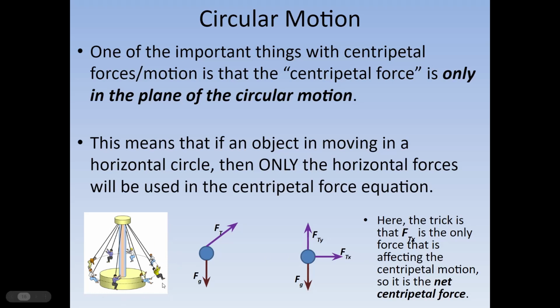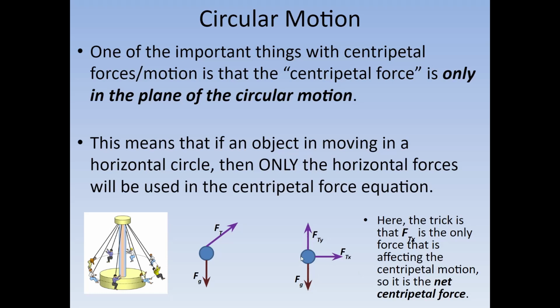The circle is horizontal, so we look at the horizontal forces that are resulting in this circular motion. What we would say is F_Tx, this specific horizontal component of the tension, is producing this net centripetal force. All right, so we would do the same thing.